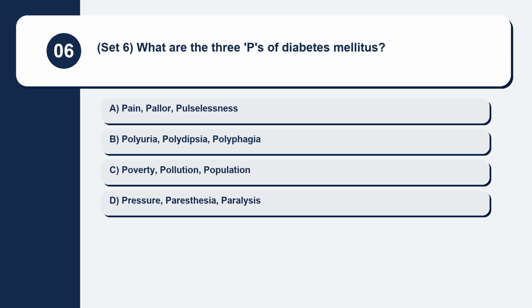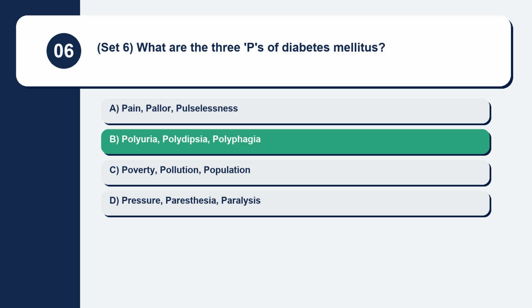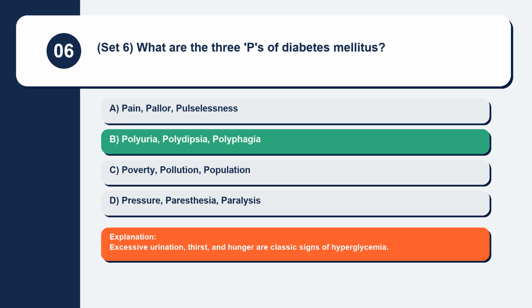Question 6. Set 6. What are the 3 P's of diabetes mellitus? Pain, pallor, pulselessness, polyuria, polydipsia, polyphagia, poverty, pollution, population, pressure, paresthesia, paralysis. Excessive urination, thirst, and hunger are classic signs of hyperglycemia.